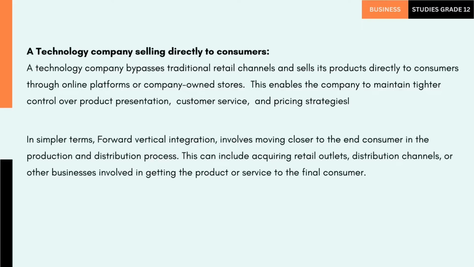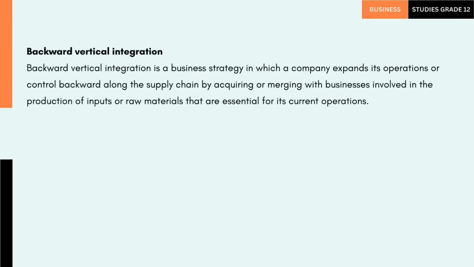In simpler terms, forward vertical integration involves moving closer to the end consumer in the production and distribution process. This can include acquiring retail outlets, distribution channels, or other businesses involved in getting the product or service to the final consumer. 2. Backward vertical integration.